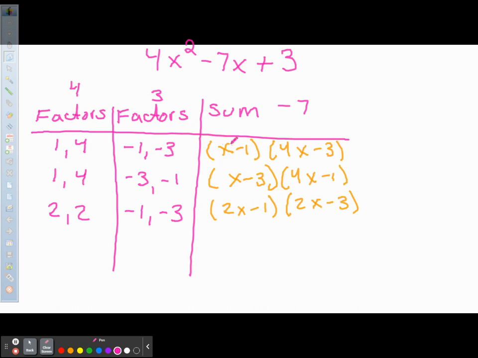Okay. All right, let's multiply these out. x times negative 3 is negative 3x. Negative 1 times 4x is negative 4x. What's negative 3x minus 4x? Isn't that what I want? Yeah, so that's my answer: x minus 1 times 4x minus 3.